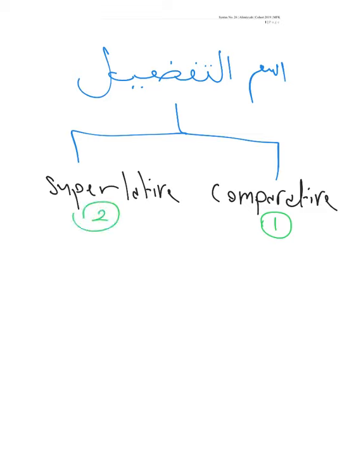What is comparative? Very simple. The answer's in the name, comparative, to compare. Ismut Tafdeel is used to compare one thing to another. And when we use Ismut Tafdeel to compare, usually after Ismut Tafdeel we have the Harful Jar min, and this is translated as "than". Let's just have a look at 2 or 3 examples before we move on to the superlative.